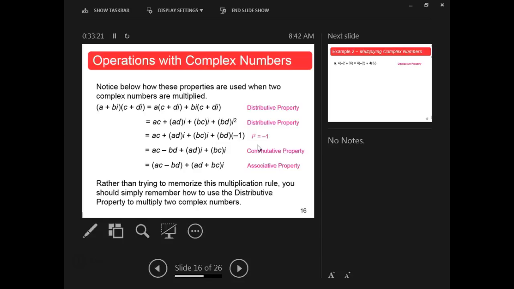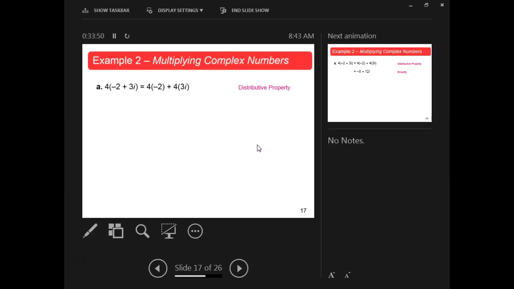Okay. Rather than trying to memorize this multiplication rule, you should simply remember how to use distributive properties to multiply two complex numbers. I say it even easier. Just FOIL it. Okay? Remembering, though, that last term is always minus BD. Okay? The i squared is minus 1, so multiply the B and the D together and change its sign. Okay? Pretty easy to do. Okay?